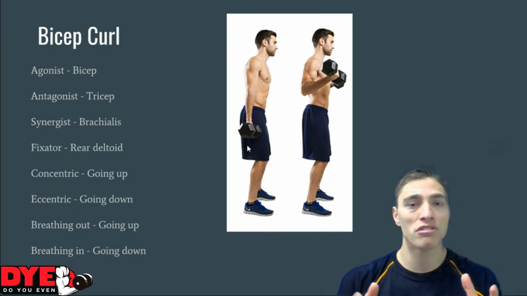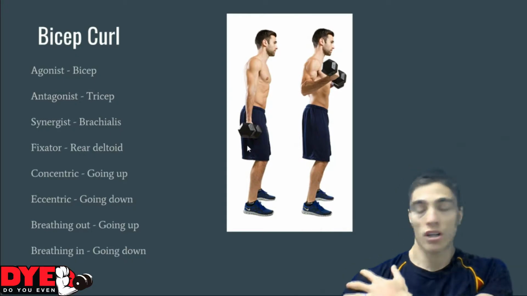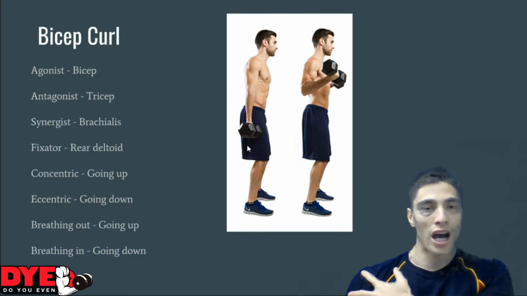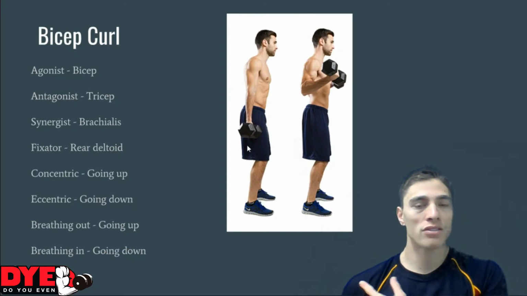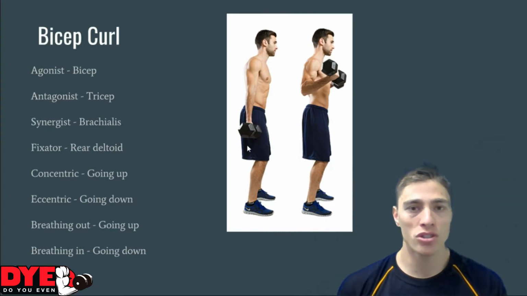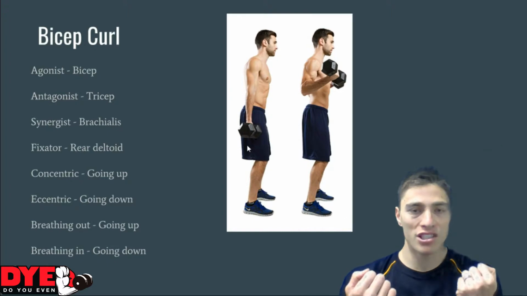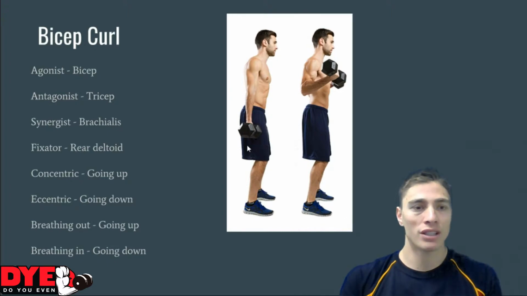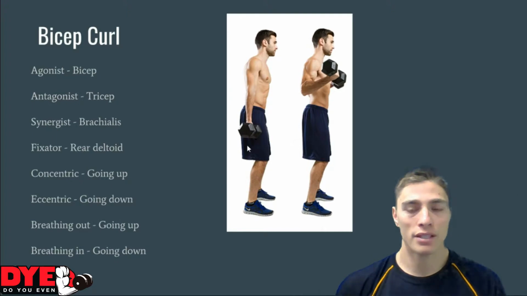You have your fixator. In this example it is the rear deltoid. So your shoulder holds you in place, holds your arm at your side so you don't swing. That enables you to do the movement correctly. The concentric phase, when your muscle is shortening, is going up. The eccentric, muscle lengthening, is going down. You breathe out when you are going up, so when you're working, and then you breathe in when you are going down. That's our bicep curl.